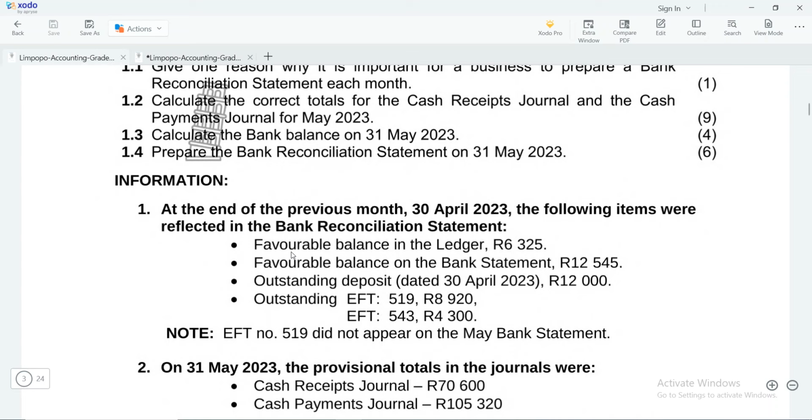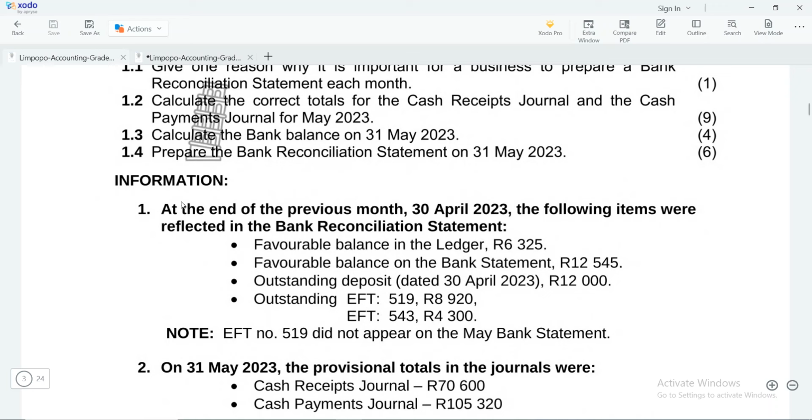Remember, when you do bank reconciliation, you need your BRS from last month, you need the bank statement for the current month, as well as the CRJ and CPJ. So you need 4 things for you to successfully do your bank reconciliation statement. Okay, so this is the first part that we need. We have the part of the BRS from last month. Remember, we are in May, but this one is speaking about the things of May.